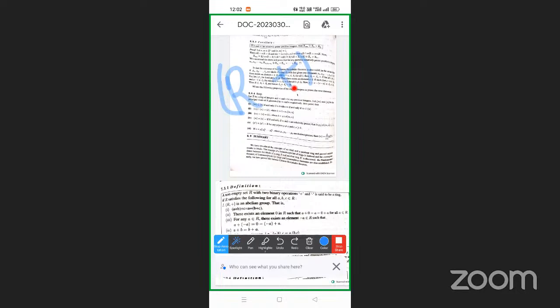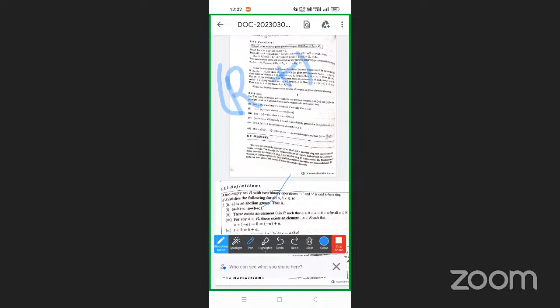The second condition is the associative condition: (a + b) + c equals a + (b + c). So the first condition is closure, and the second condition is associative: (a + b) + c equals a + (b + c).